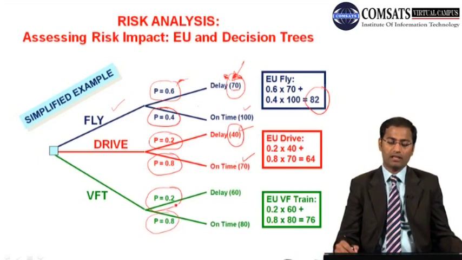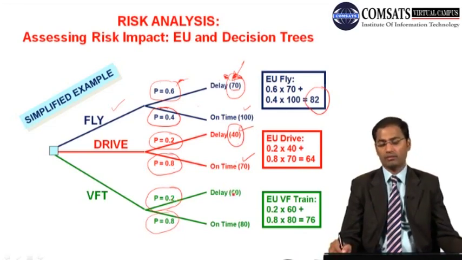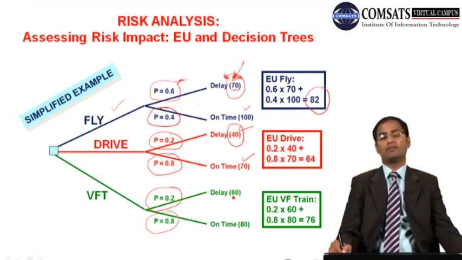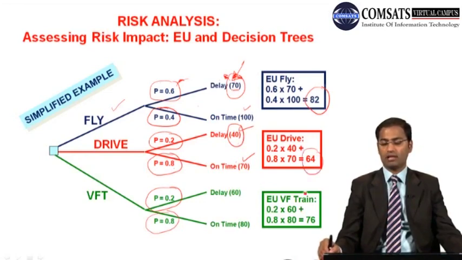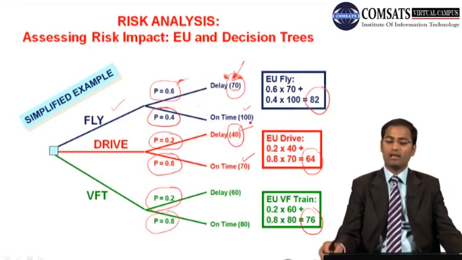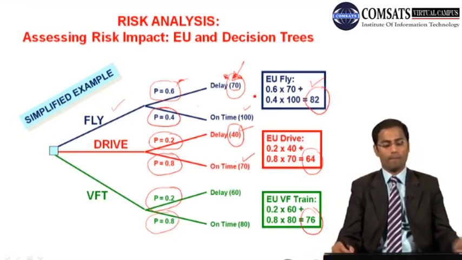Similarly, for the train there is a 20% probability of delay, and that value is 60. So 0.2 into 60 and 0.8 into 80, and that is 76. In this fashion we have three values, so over there we can have a very good idea. The expected utility is 82 for flying, hence that is the recommended option.